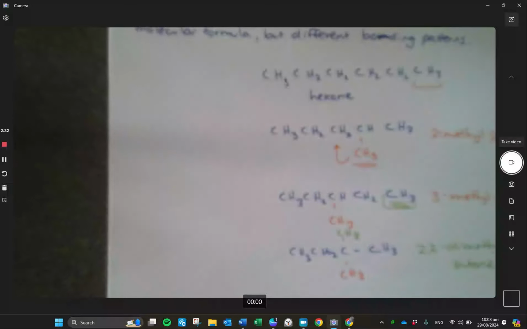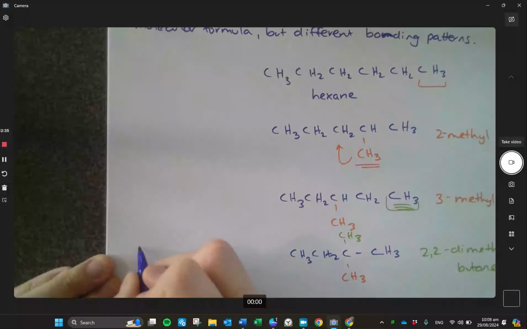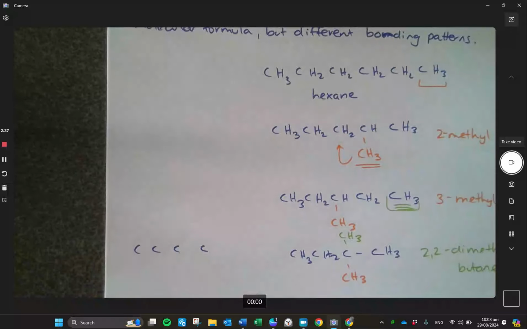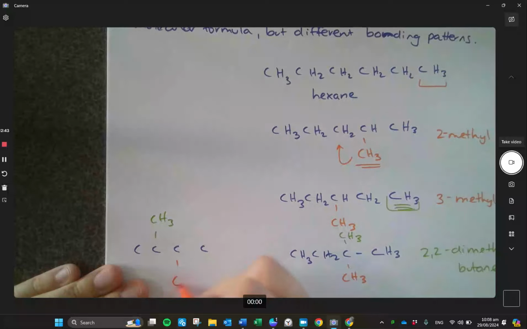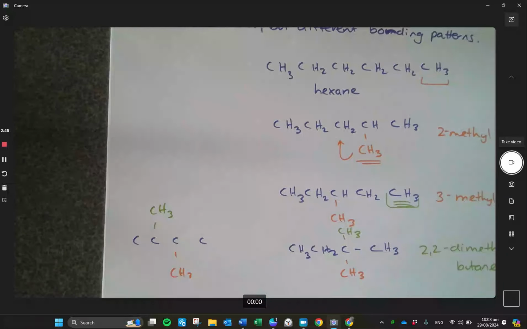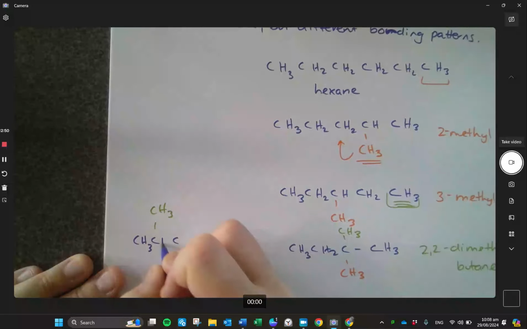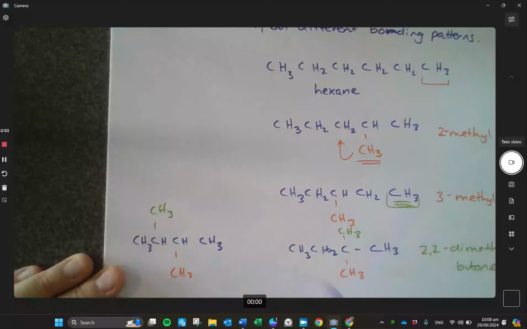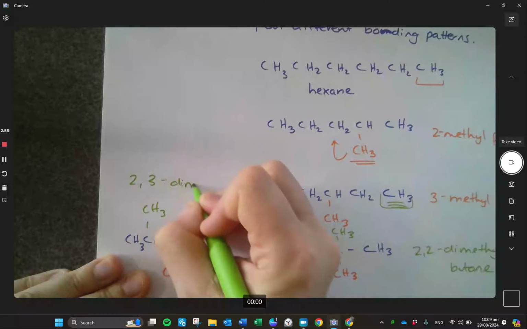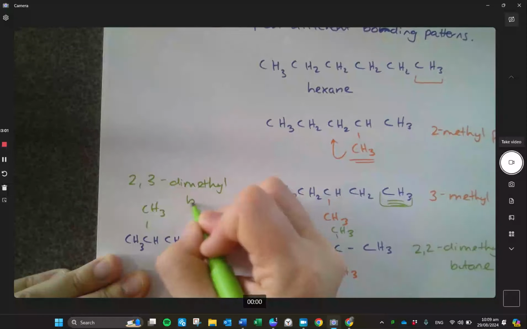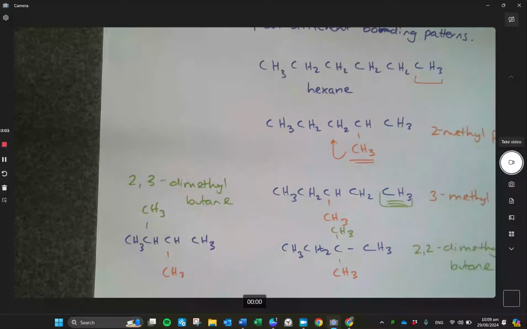Running out of space. I'm going to have to draw this guy over here. So 1, 2, 3, 4. It doesn't matter if you guys draw these guys on the same side or on opposite sides, because they can rotate around these bonds. So 2,3-dimethyl butane. Those are the 5.